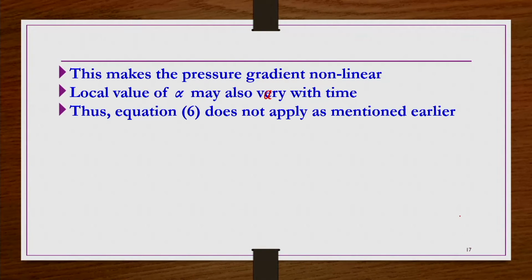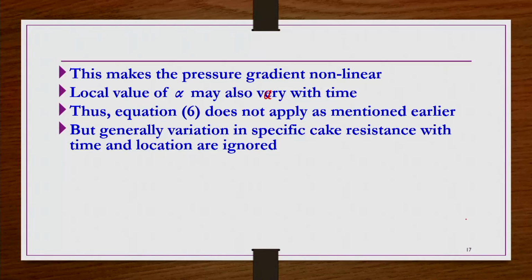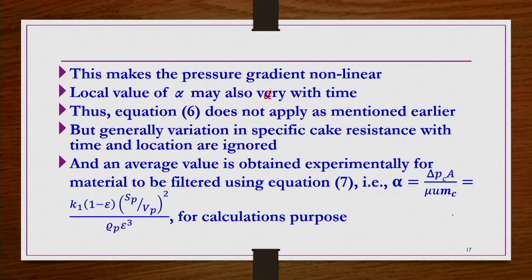Thus, equation number 6 that has been developed for cake resistance does not apply, as mentioned earlier, to compressible cakes. That can be applied for incompressible cakes, but not for compressible cakes. But generally, variation of specific cake resistance with time and location is ignored, and an average value is obtained experimentally for the material to be filtered using the same equation, alpha equals delta P C A by mu u m c, for calculation purposes. So here only the variations with respect to time and location are ignored, but not the variation with respect to the pressure.